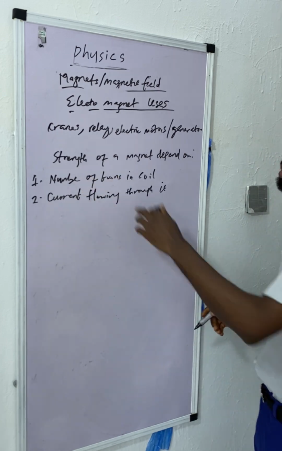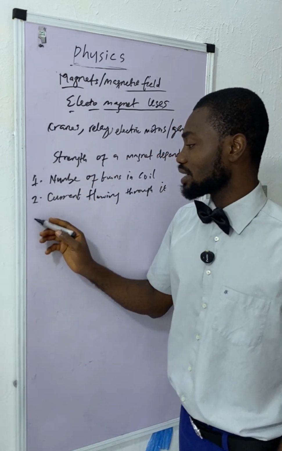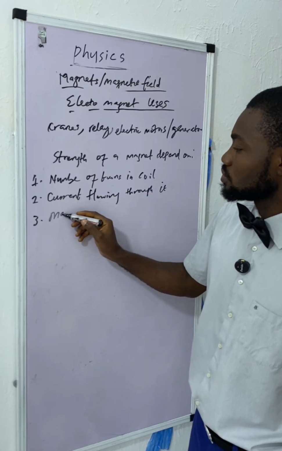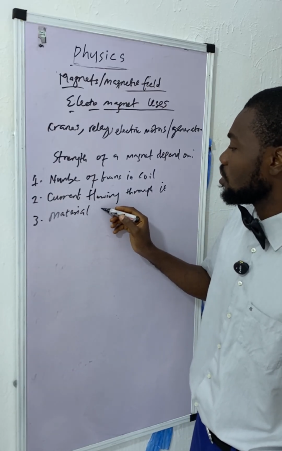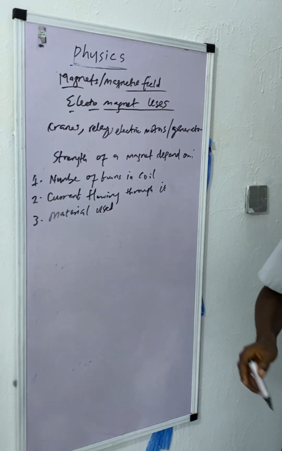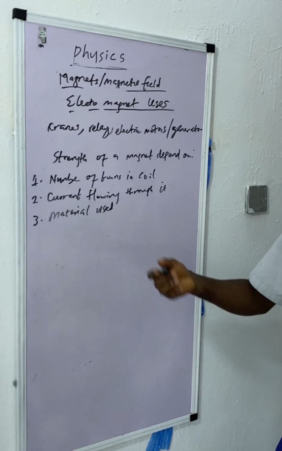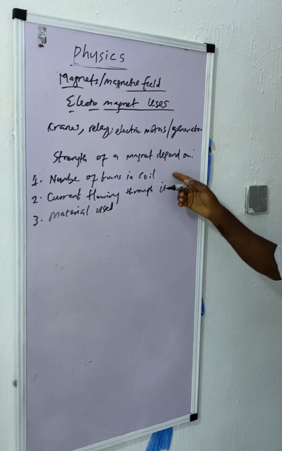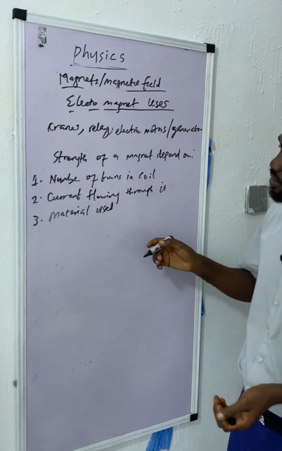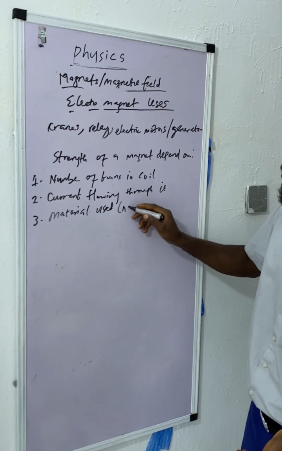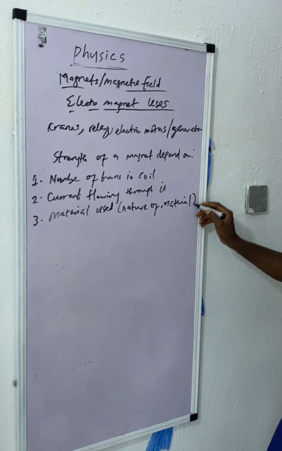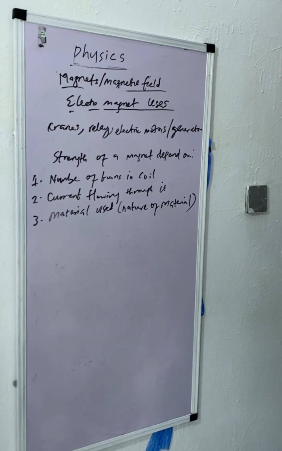When the current is high, the strength of the magnet is high. When the current is low, the strength of the magnet is low. The third one is the material used. Is it a soft iron core or is it steel? All these are the factors that affect the strength of a magnet. Or we can also say the nature of the material.